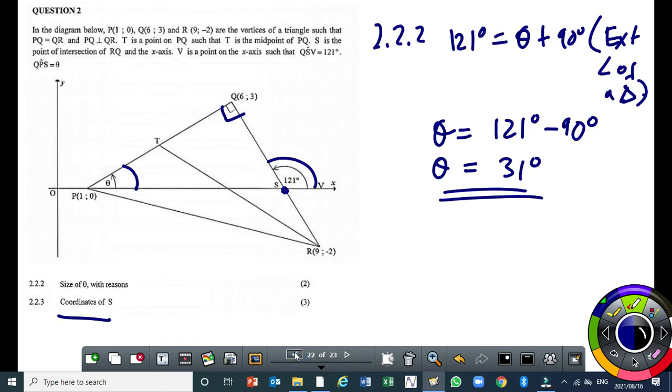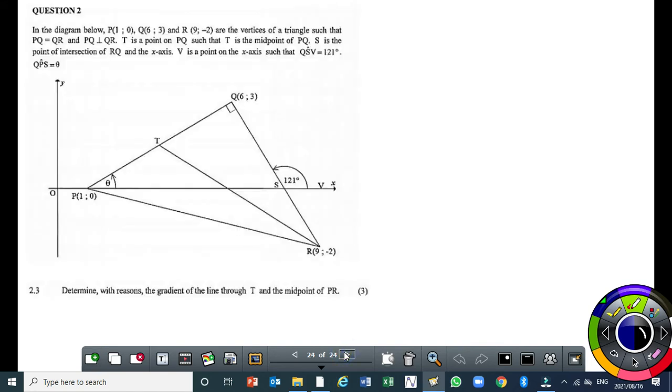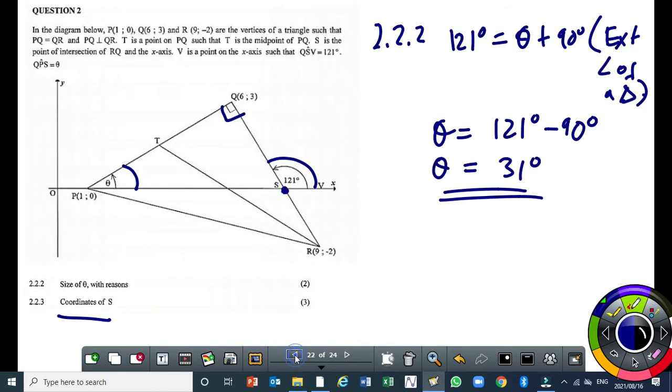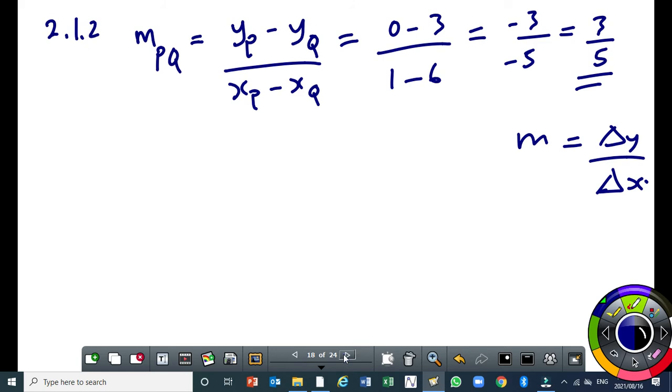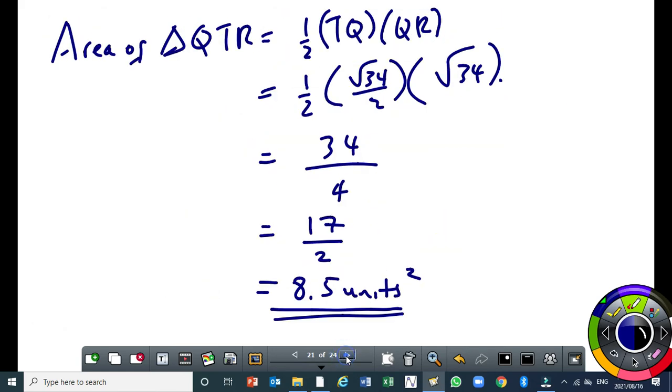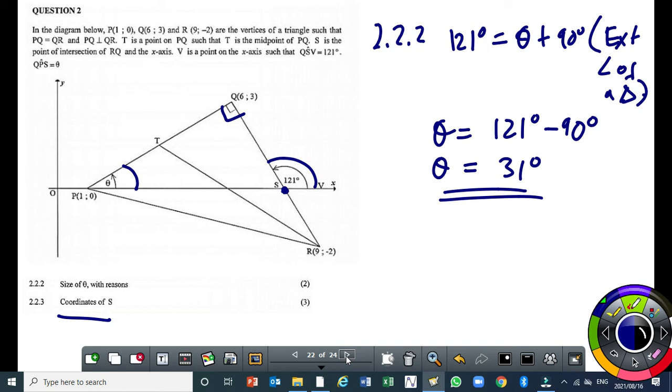Let's do that now. Be aware that the gradient of PQ, we already got it. What was the value of the gradient of PQ? It was 3 over 5. We got it here. So I'm sure you can see that PQ is perpendicular to QR. Therefore, the product of their gradients is equal to minus 1.